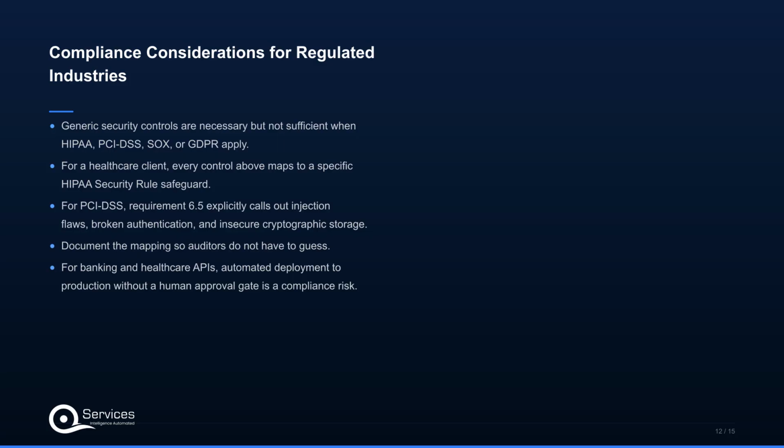For banking and healthcare APIs, automated deployment to production without a human approval gate is a compliance risk. Configure Azure DevOps environments with required approvers, or use GitHub Actions environment protection rules. This is the governance model we apply across our Power Automate consulting and Power Platform governance engagements.